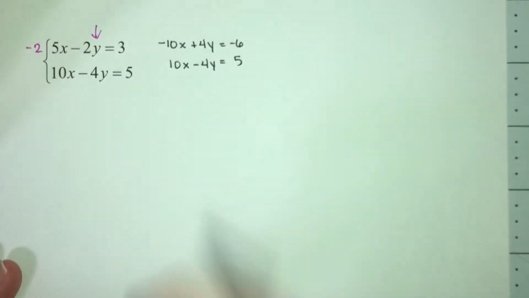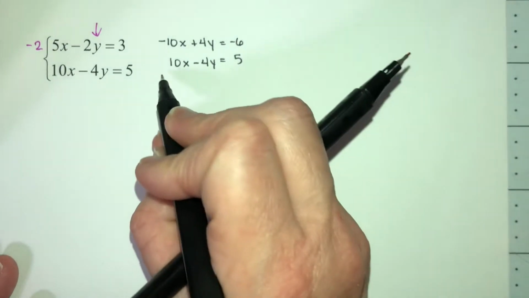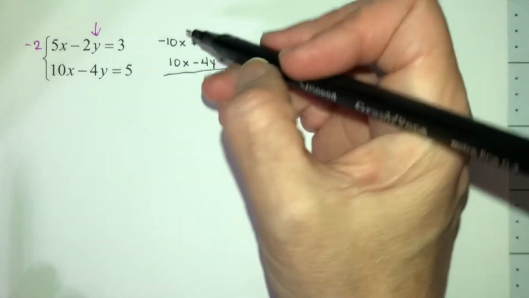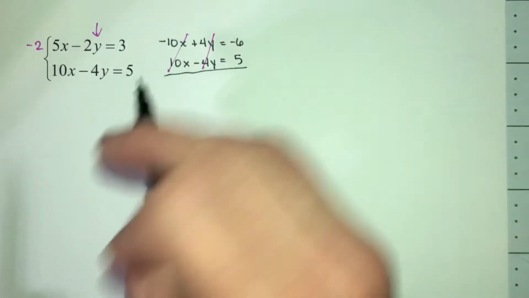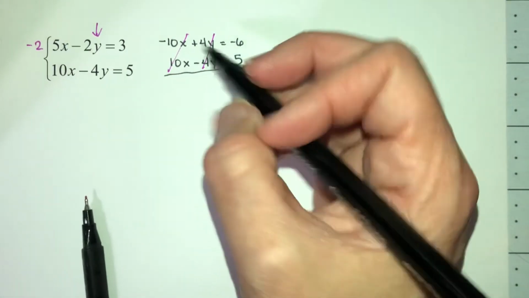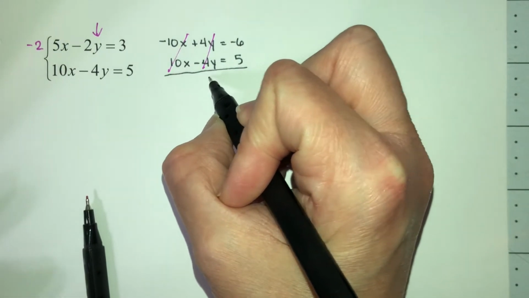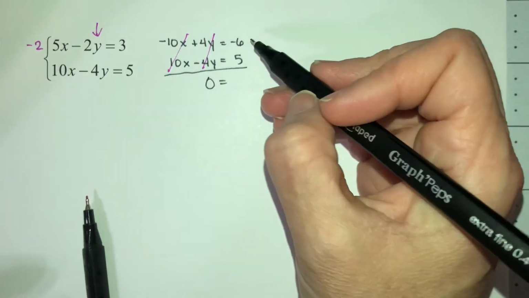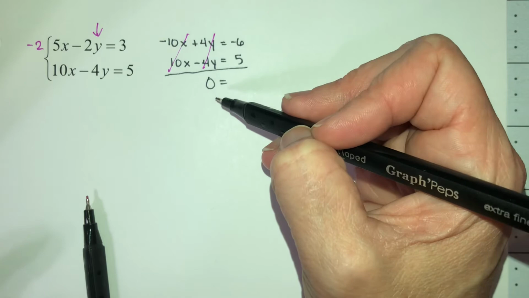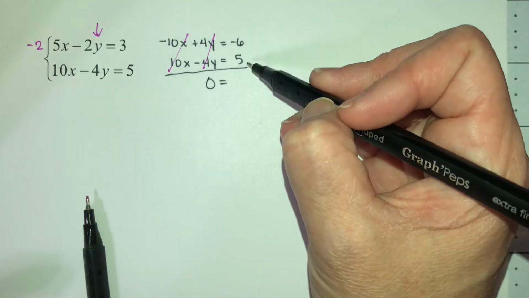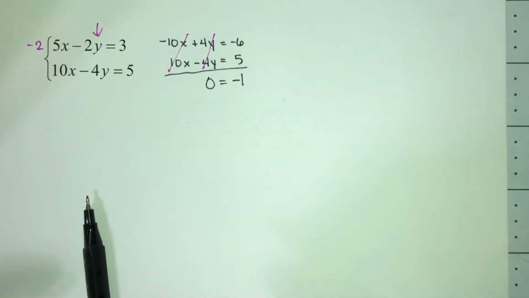If I add these together, what happens is my y's go away like I wanted them to, but the x's go away as well. So I have nothing remaining on the left-hand side, so that's a 0. And you do need to keep going, even though you know right here this is a big clue that something weird's happening. -6 plus 5 would be -1. Okay, so you know you have something weird because your variables canceled out.